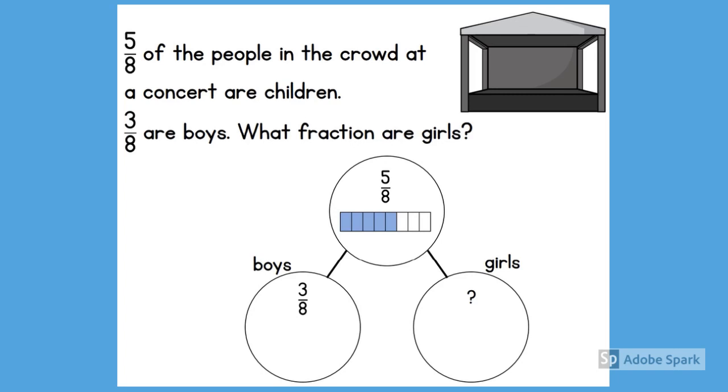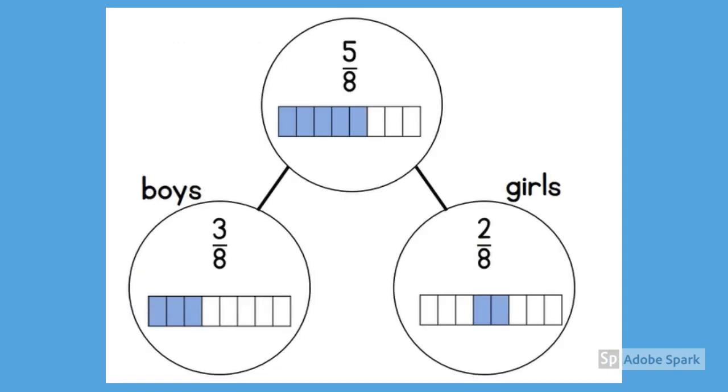We're going to use a part-part whole model, and we can see that the whole is 5/8. We know that 3/8 are boys. We need to find out how many are girls. So using the bar model to represent 5/8, I have taken 3/8 and put it into the part representing boys. That left 2/8 to represent the girls. We can see that this is subtraction by partitioning. The two parts, 3/8 and 2/8, equal the whole 5/8.